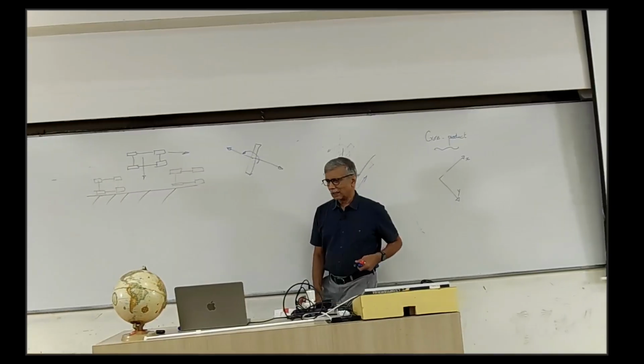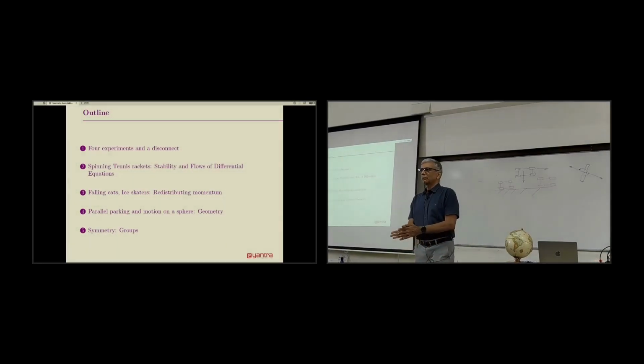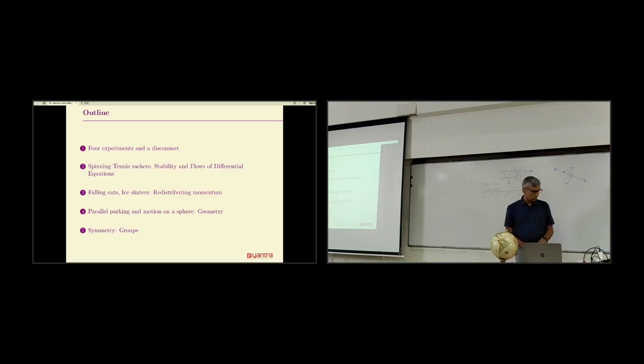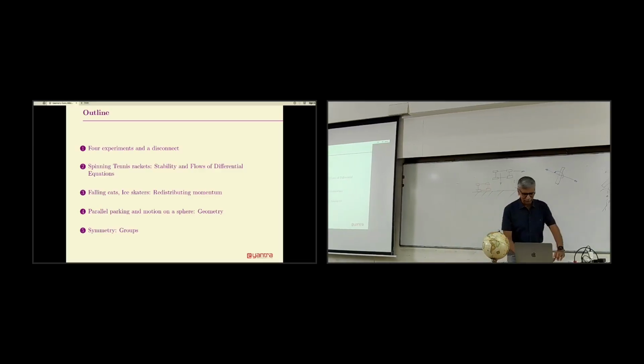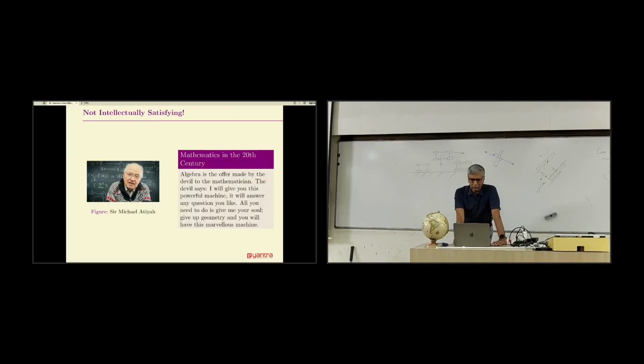So now let me start my formal talk here. I've shown you a few experiments and mentioned a few things, but this is the outline of my lecture. I have two more goodies left, so we'll come to that when we come. Okay, 4 experiments and a disconnect. So the circle and this, right? We talked about this.